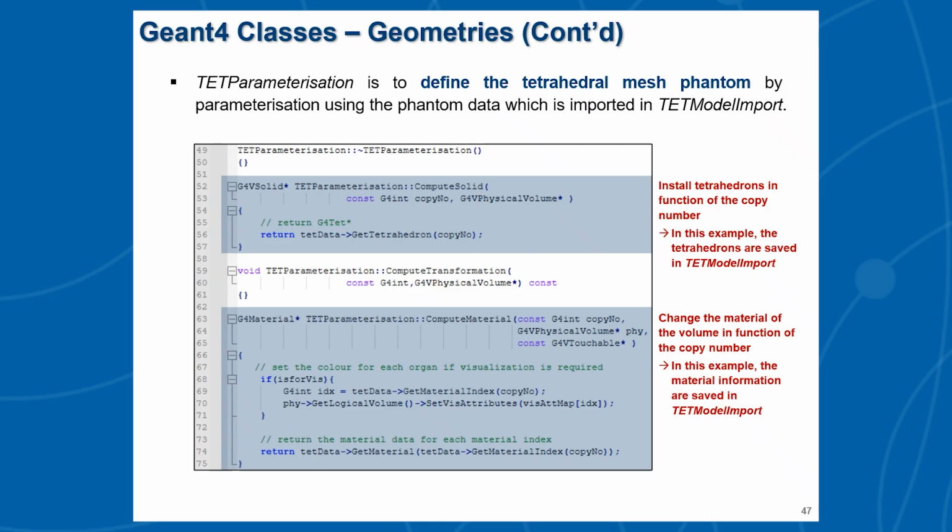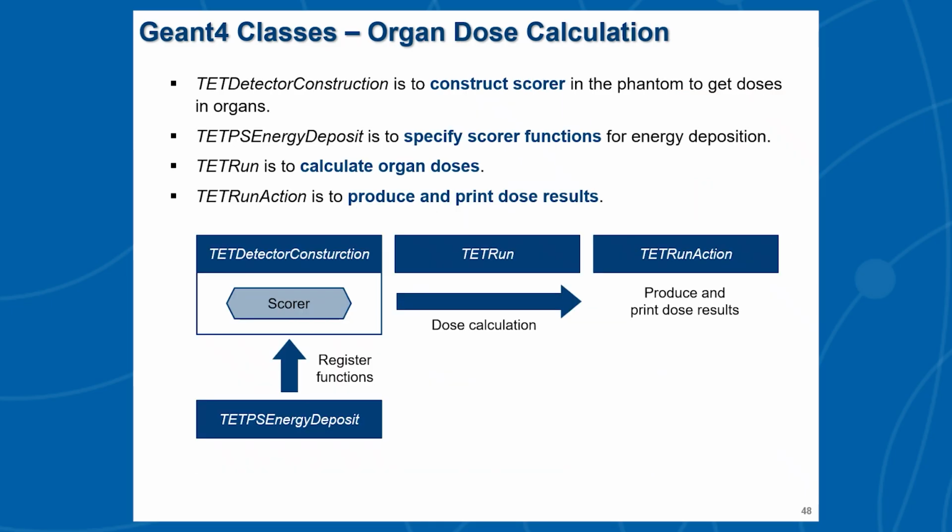Until now, we talked about the installation of phantom geometry. Then, from now on, we will talk about how we can calculate organ doses. In detector construction, in addition to the geometry, the scorer can also be constructed. In this example, we use the TET PS energy deposit class to save the energy deposition in each organ, and the saved energy deposition is then gathered in the TET run class, which is finally printed out in the TET run action class.